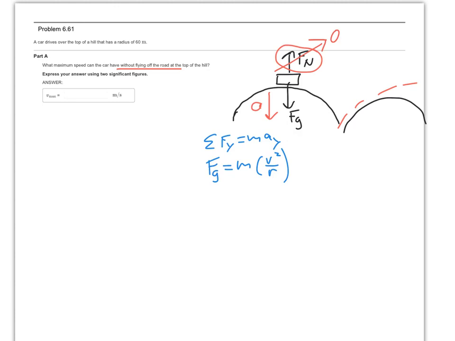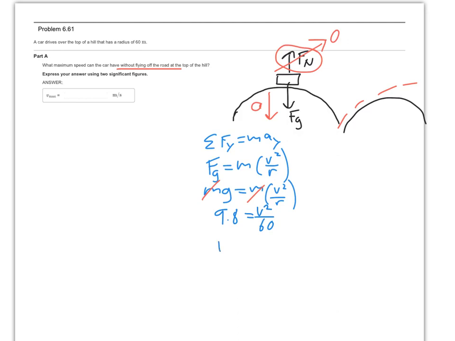So we have the force of gravity equals our mass times v squared over r. Okay, substituting in for the acceleration of something moving in a circle. I'm going to substitute in mg for the force of gravity, and that means that I don't know my mass here, but they cancel, so I don't have to worry about that. So I can plug in some numbers. I have 9.8 is going to be equal to v squared over 60.